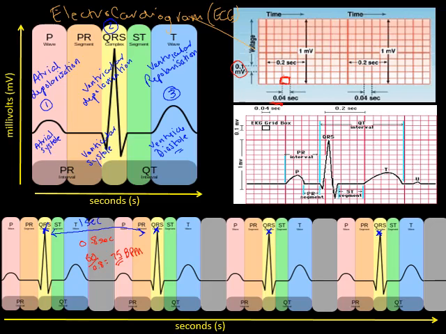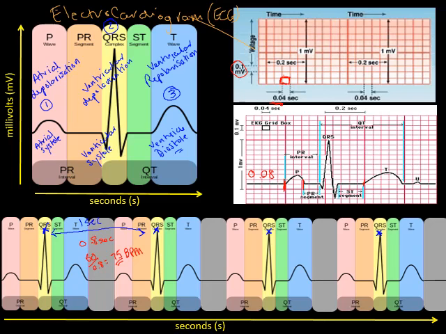So the P wave, for example, here, it starts at that point and it ends here. So it's just over 2 squares wide. So it must be around about 0.08 seconds, probably nearer 0.09 seconds.